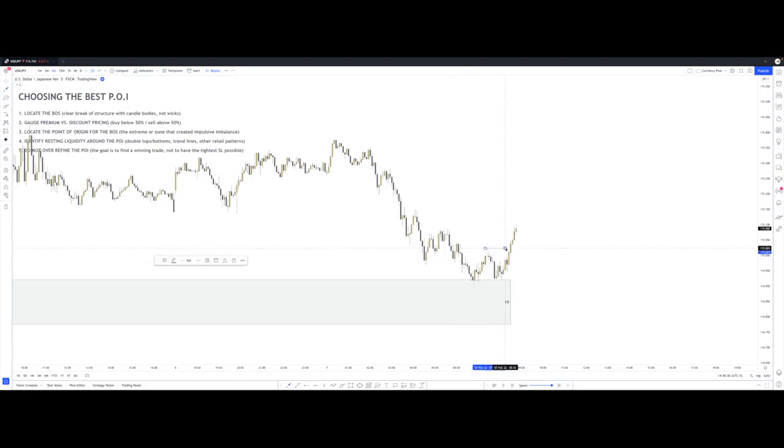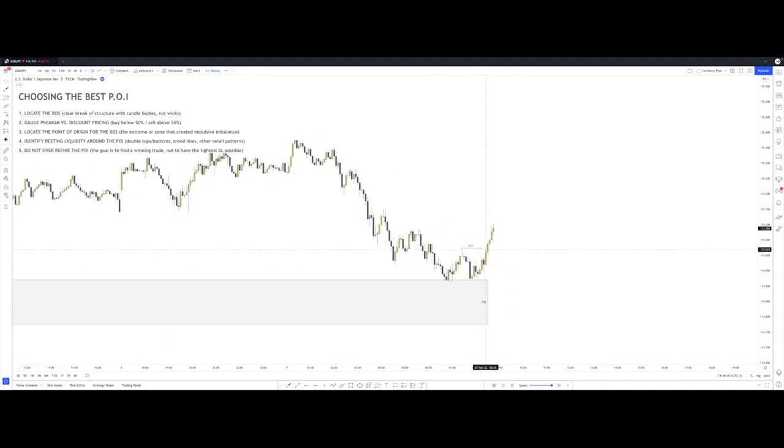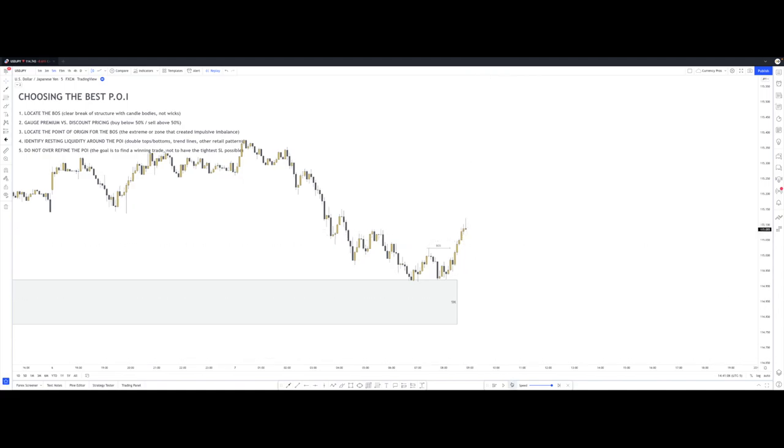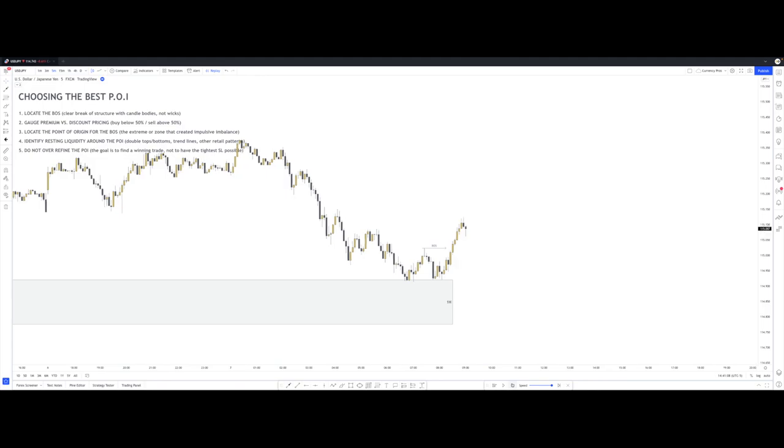Let me just mark that on. All right, so we've already taken care of step 1, locate the break of structure, a clear break of structure with candle bodies, not wicks. So very clearly we have that right in front of us. Now, second would be gauge premium versus discount pricing. So we're going to bust out the Fibonacci tool once more. I'm going to drag it from this wick low right here to this high right here. Actually, you know what? I'm going to play price forward a little bit more because I don't know that that's a solidified high. So let's wait for, there we go. So let's wait for price to turn around.